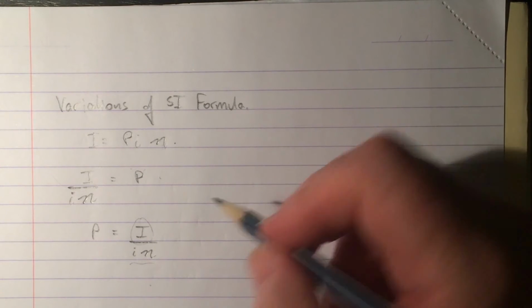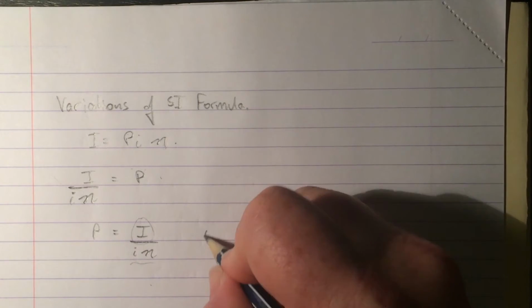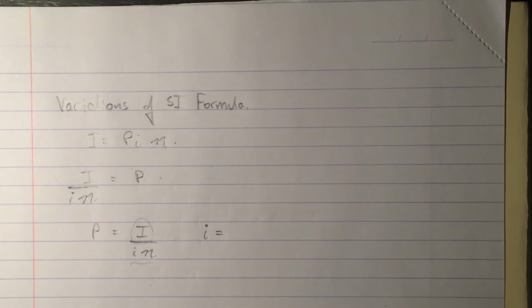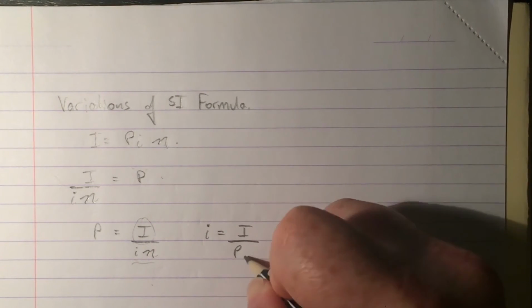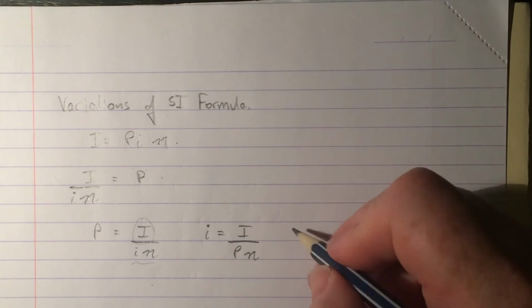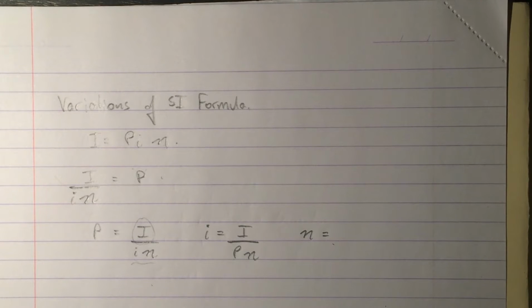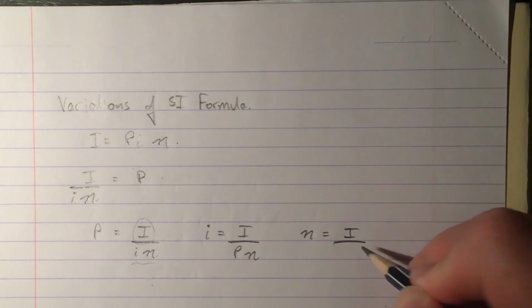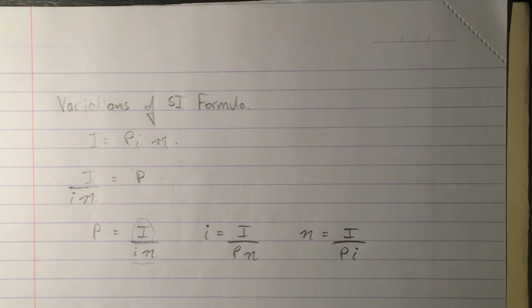Notice how the interest is on the top of this fraction and the other two values are on the bottom. If we rearrange the equation to set the other two values, the interest rate and the term, as the subject of the equation, you'll see a pattern. The second variation, when we're looking for the interest rate, will be given by the interest over the principal times the number of years. And the third variation will be the interest over the principal times the rate as a decimal.